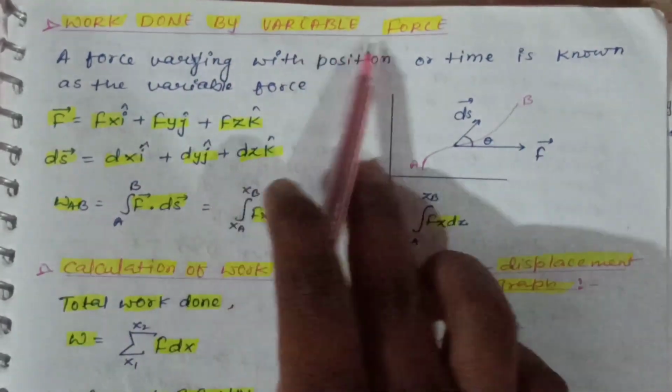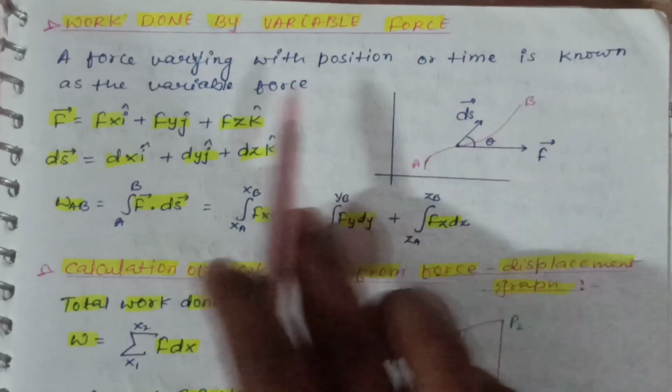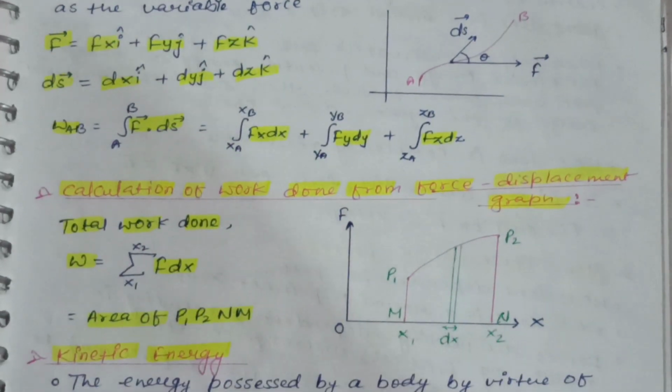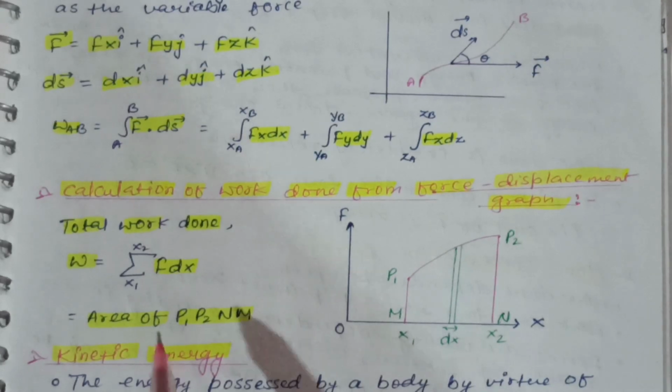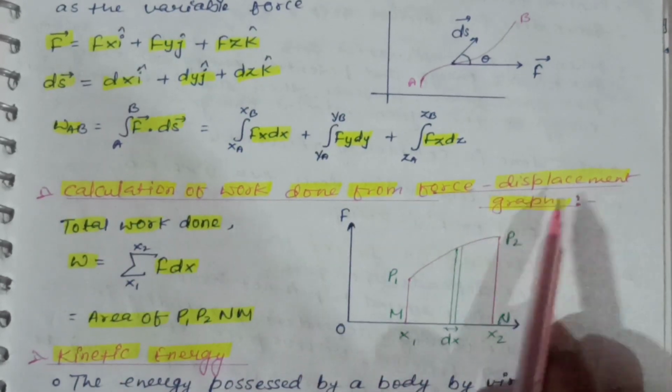Work done by the variable force. A force varying with the position or the time is known as a variable force. Calculation of work done from the force-displacement graph.